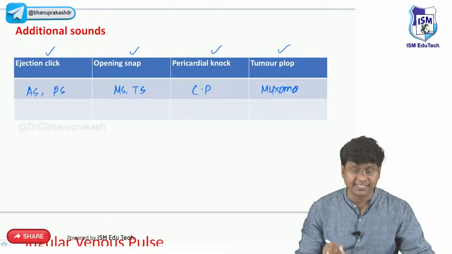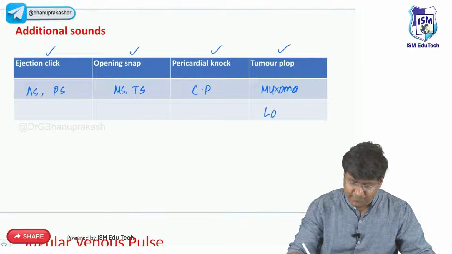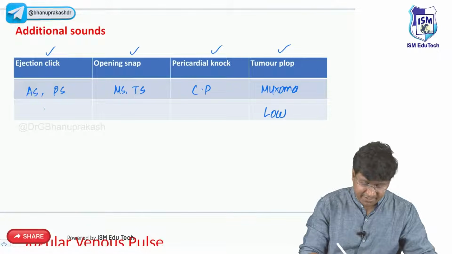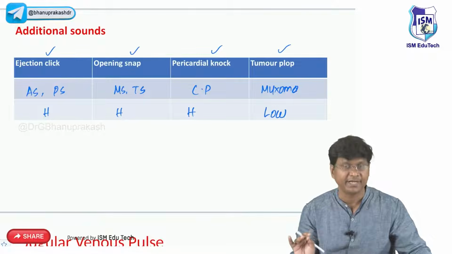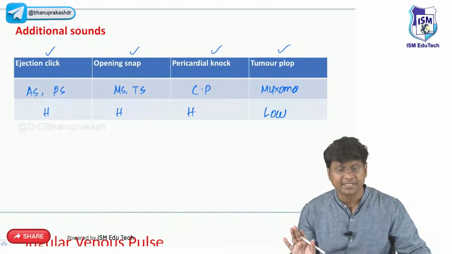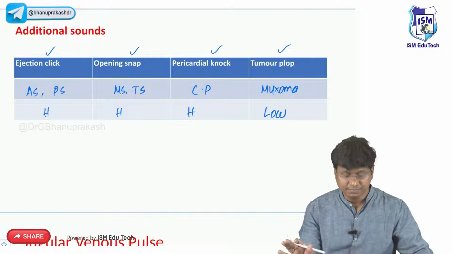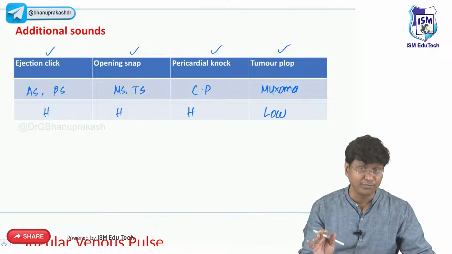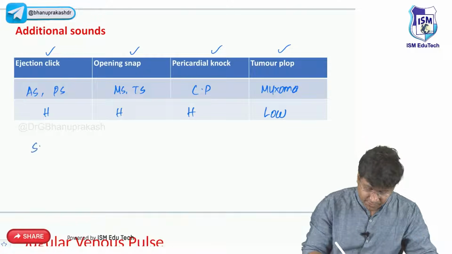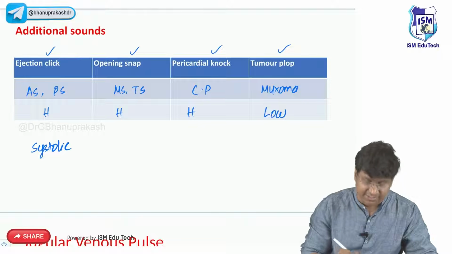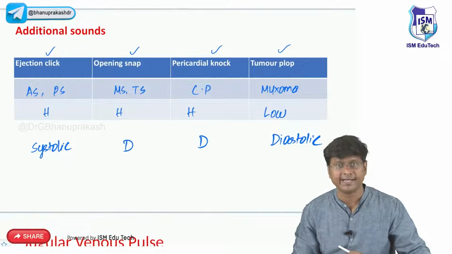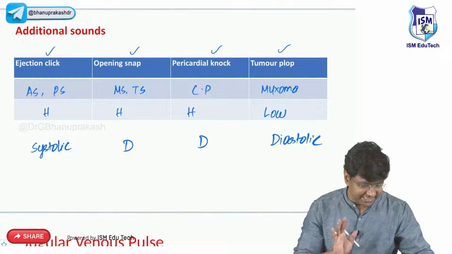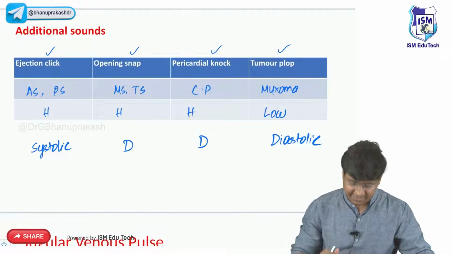And out of all these, please remember your tumor plop, it is a low pitched sound. The remaining all are the high pitched sounds. Ejection click, opening snap, and pericardial knock, all these are the high pitched sounds. Okay, so this was about your heart sounds. And one more point you need to remember is your ejection click is a systolic sound. The remaining all are diastolic sounds. So this is about the additional sounds that you will have in the cardiology.